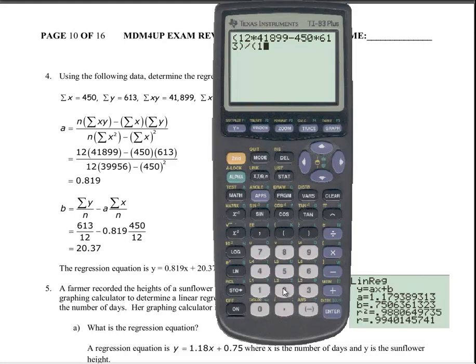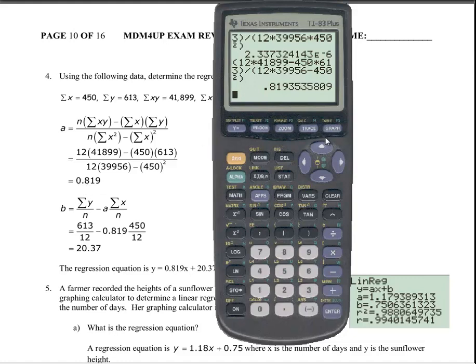on the bottom, in the denominator, we've got 12 times the 39,956 minus 450 squared. And I'll close that bracket. And I see what I did wrong. There's supposed to be a subtraction sign here. So one of the nice features of the TI-83 Plus is you can just go second enter and bring what you did up. There we go. Now I have the right answer, 0.819.